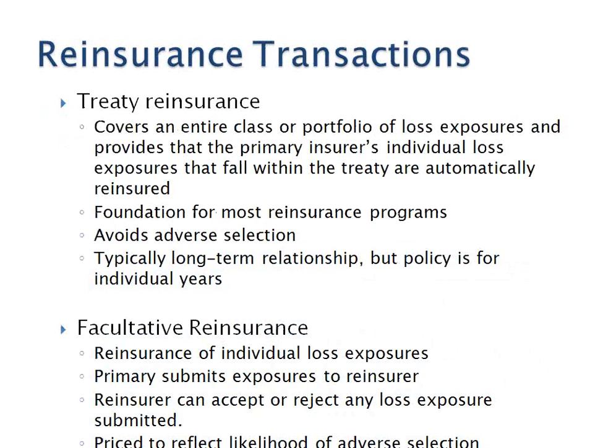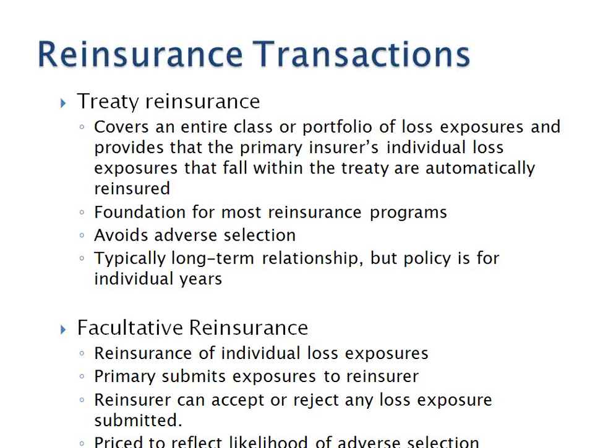So when we talk about transactions, there are really just two basic types that you want to make sure you know: treaty reinsurance, which will be the most common, and facultative reinsurance. Treaty reinsurance covers an entire class or portfolio of loss exposures and provides that the primary insurer's individual loss exposures that fall within the treaty are automatically reinsured.